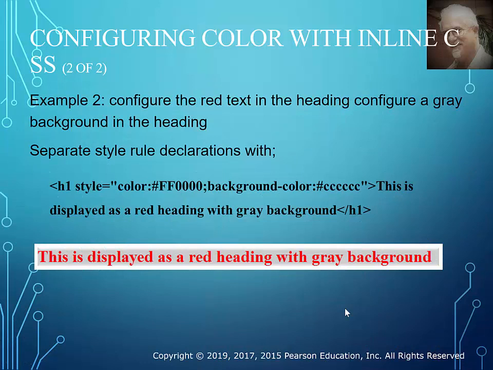All right, here's an example of inline that has multiple property values, color and background color. So we have color, the text is red, the background is gray. The white doesn't exist, again, just for you to see.